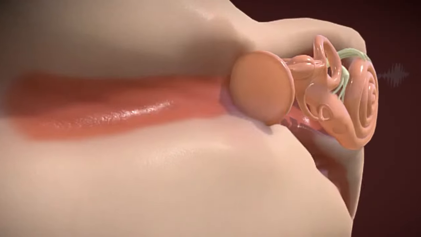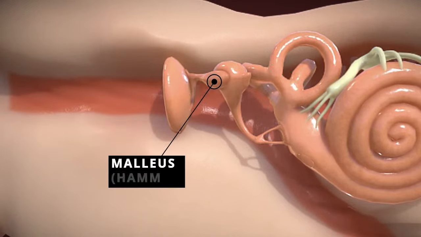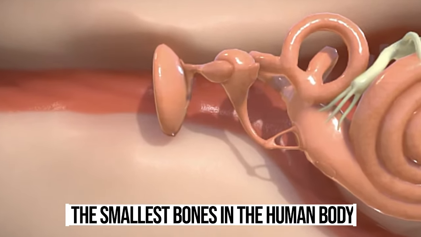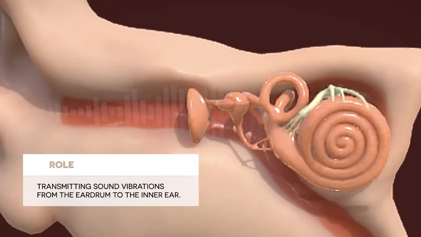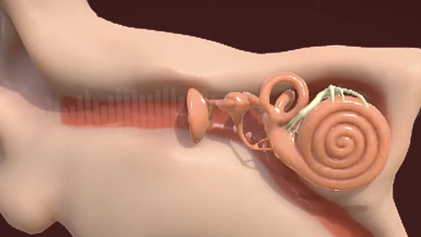Ossicles. The ossicles are a group of 3 tiny bones in the middle ear, known as the malleus, incus, and stapes. They are the smallest bones in the human body and play a crucial role in the process of hearing by transmitting sound vibrations from the eardrum to the inner ear. Here's a detailed explanation of each ossicle and their collective function.